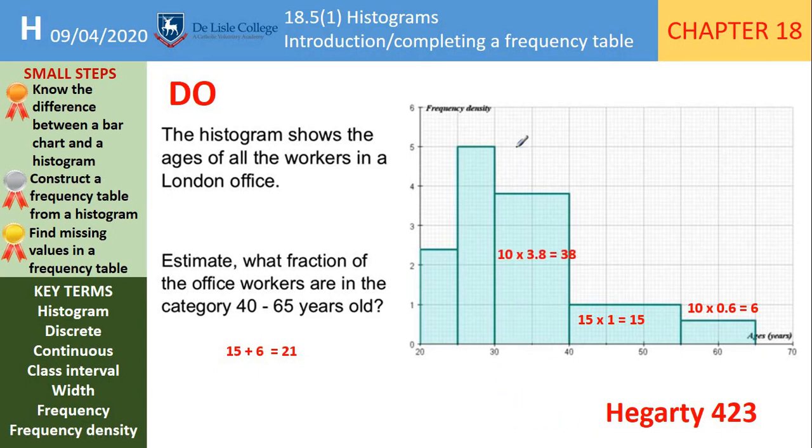But then we've got to work out, for the bottom of our fraction, the total of all of the bars. So then, hopefully you've got 38 for this bar, 25 for this bar, and 12 for this bar. So if we total all of these together, this gives 96. So the required fraction is 21/96, which cancels to 7/32.